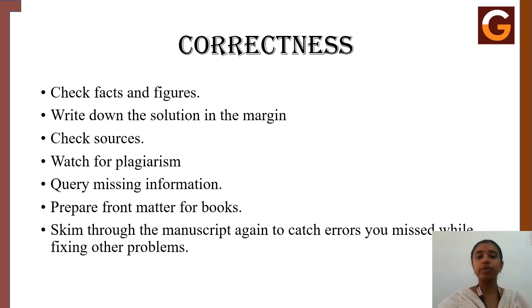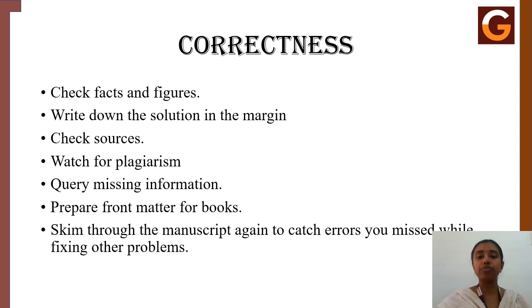And the next one, query missing information. So sometimes the author might fail to add some important significant information of text. So again, it is the duty of the editor to look into the missing information and get it checked from the author if anything needs to be added. And prepare the front matter for book.